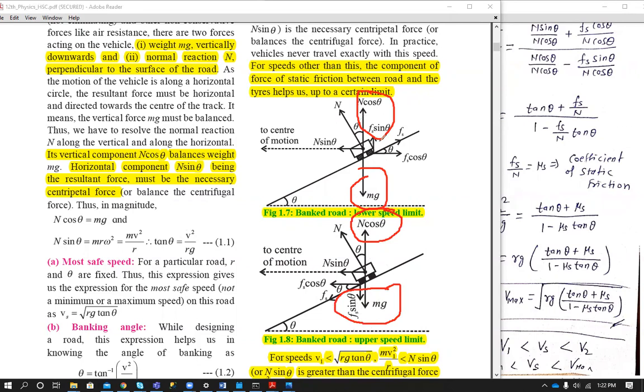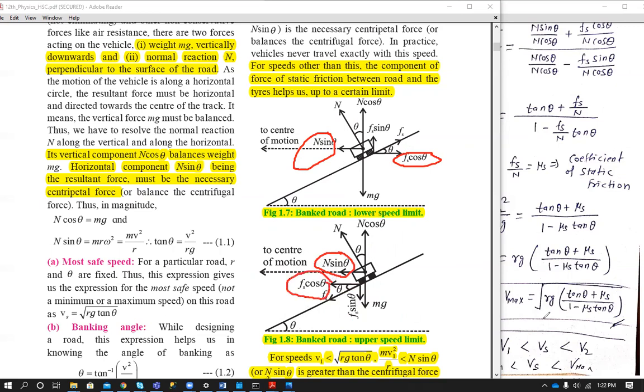In the earlier case, mg equals n cos theta plus fs sin theta. But here mg equals n cos theta minus fs sin theta, as it is in the opposite direction. And for centripetal force, in the earlier case, centripetal force equals n sin theta minus fs cos theta. But here, the centripetal force is provided by both forces, n sin theta and fs cos theta.